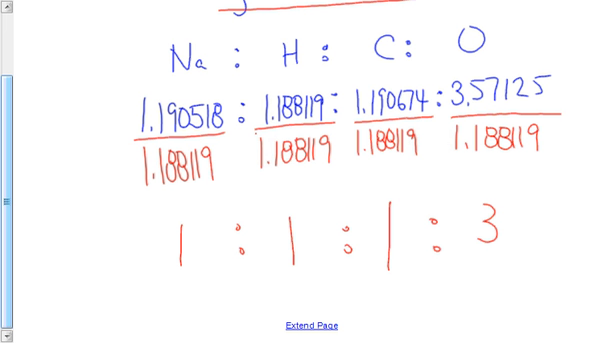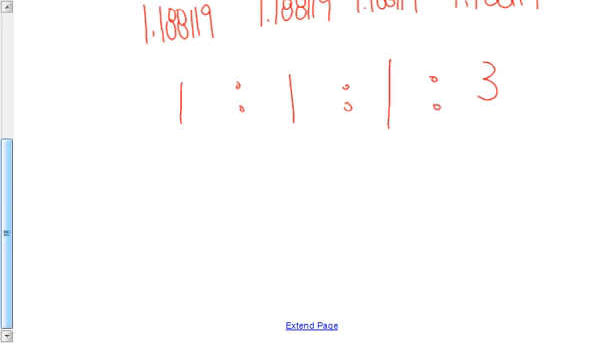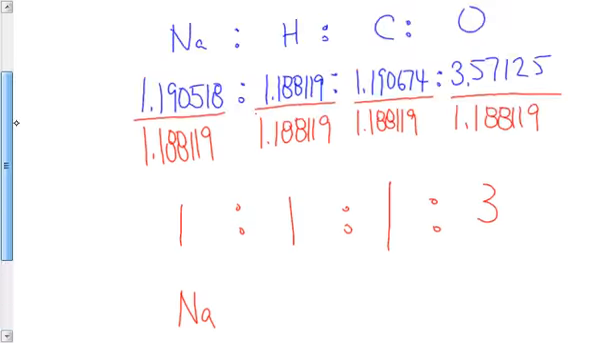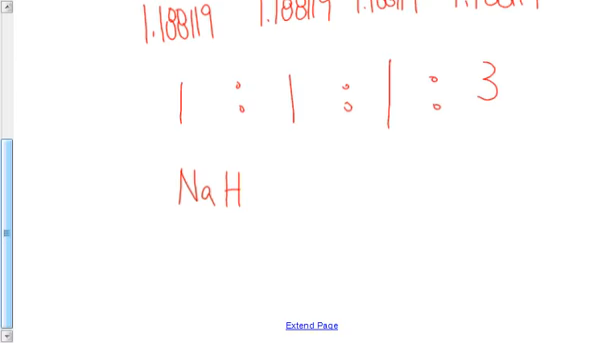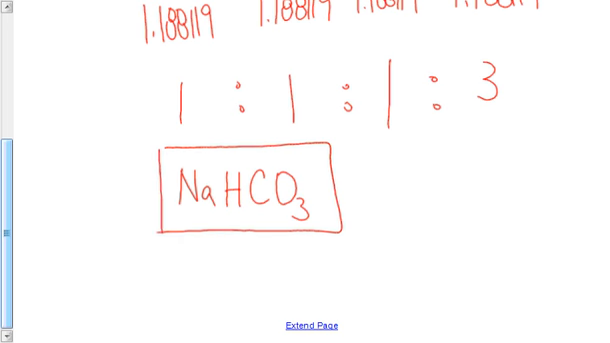So what does that tell me? Well, for every 1 hydrogen, there's 1 sodium, 1 carbon, and 3 oxygens. That's what it tells me. So I can now write my empirical formula as sodium, hydrogen, carbon, oxygen. So 1 sodium, 1 hydrogen, 1 carbon, and then 3 oxygens. And that is my empirical formula.